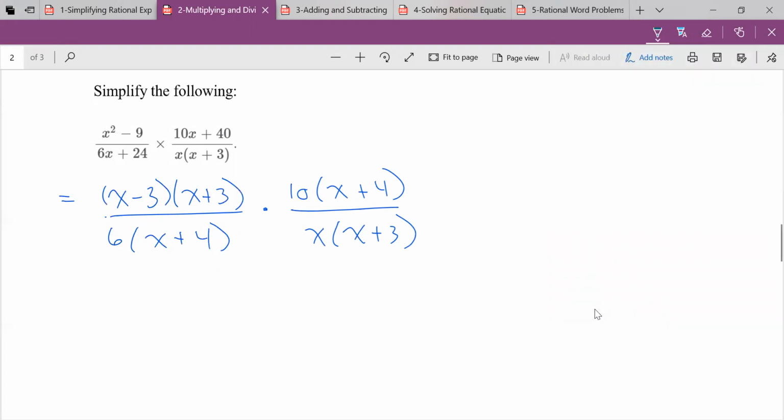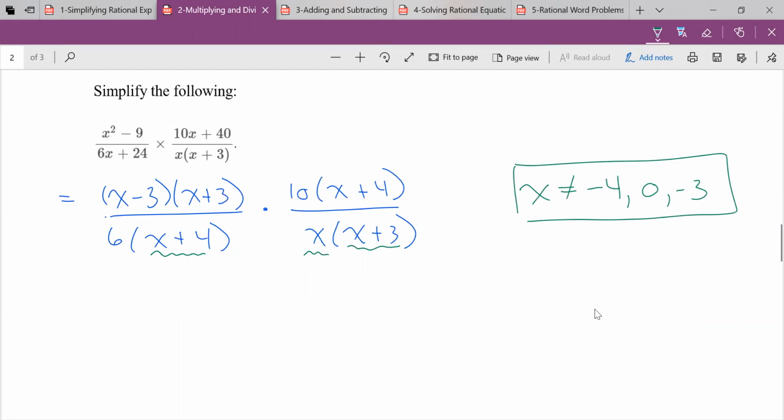Remember, the second step is to look for NPVs. Where am I looking? I'm going to ask what makes that equal to 0, what makes that equal to 0, what makes that equal to 0. Off to the side, I'm going to say x can't be, the first one, -4. x, well, just x would be 0. And x plus 3 means x can't be -3. There are my NPVs. Done.